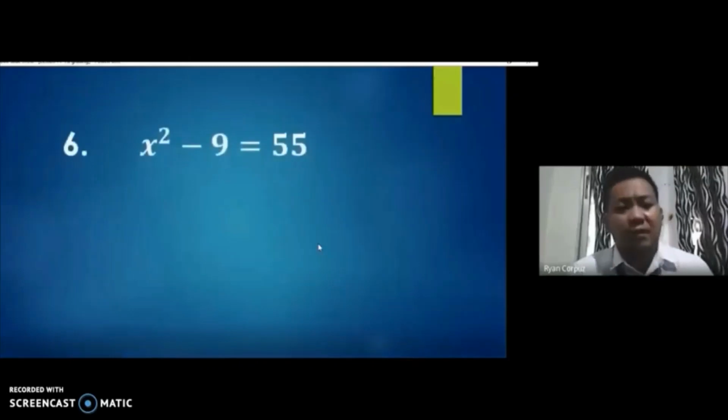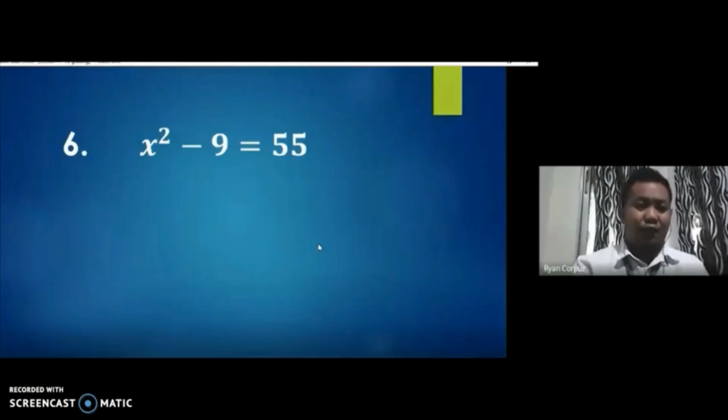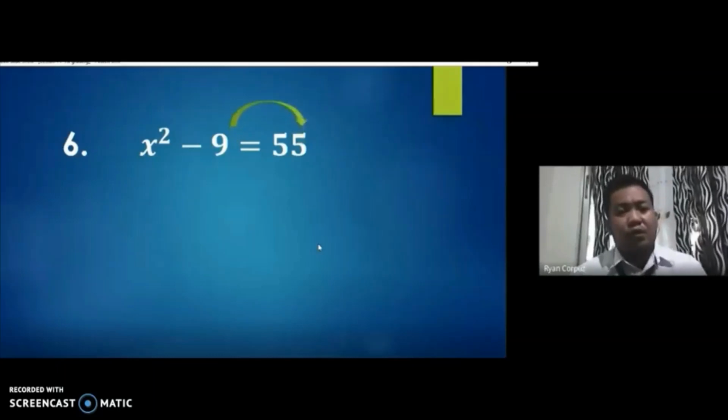How about if the example is like this? So, we do have two constant terms here. If that is the case, since both negative 9 and 55 are constant terms, we can combine them as one. Pwede natin siyang pagsamahin. So, just like how we solve quadratic equations by extracting the roots, the first thing we are going to do is to move the constant term to the right side of the equation.